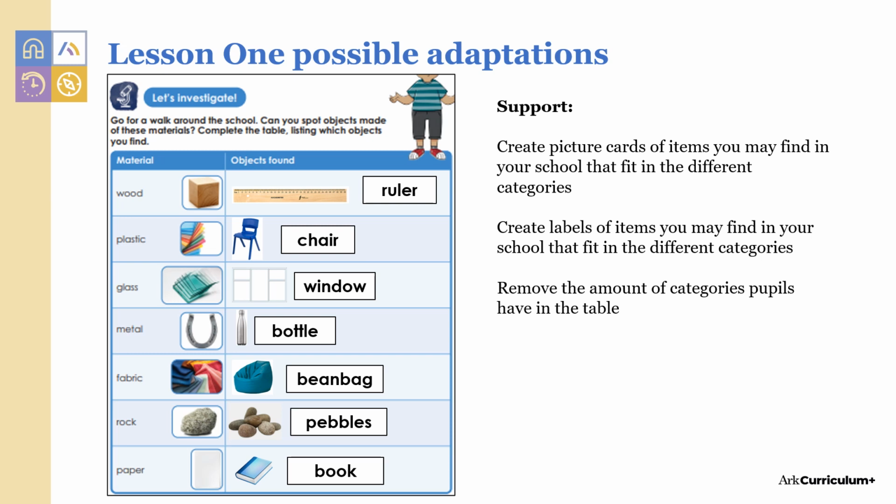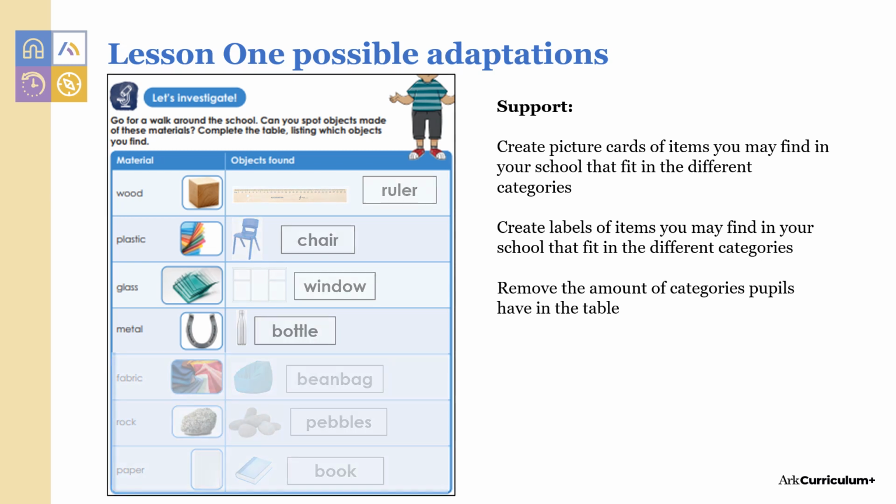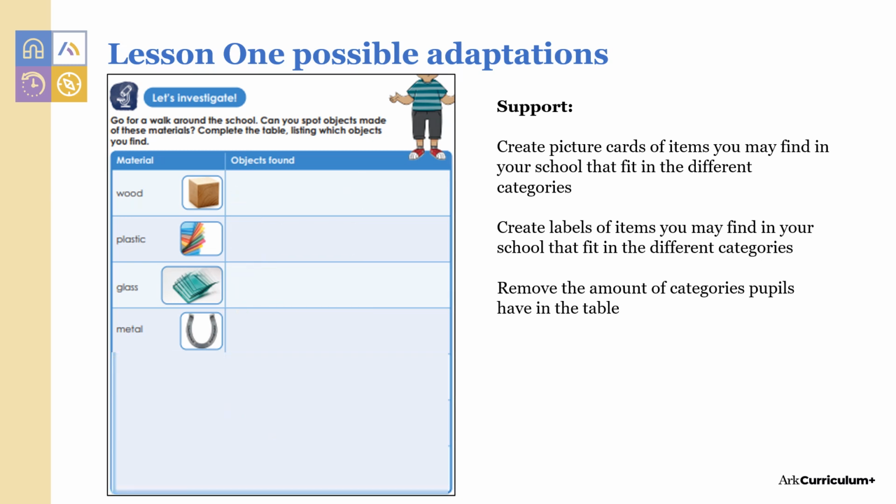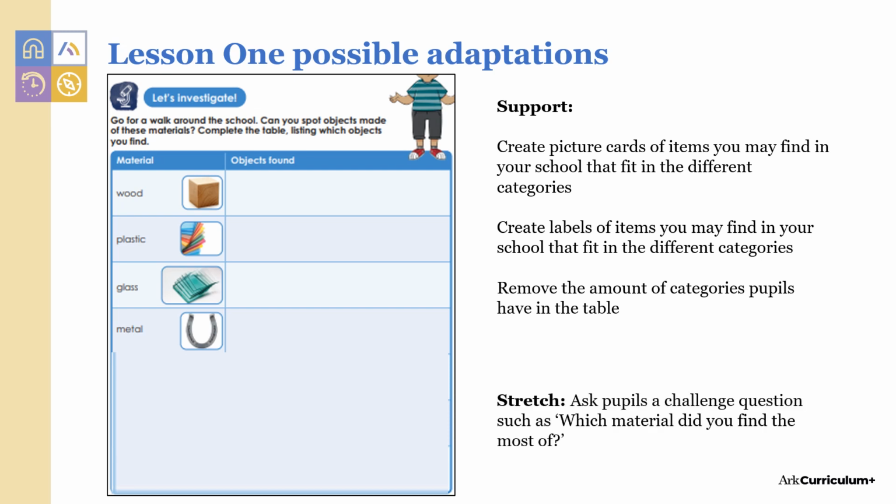You may wish to remove the amount of categories people have in the table to give more time for pupils to be successful. You can stretch pupils by asking them a challenge question such as, which material did you find the most of?